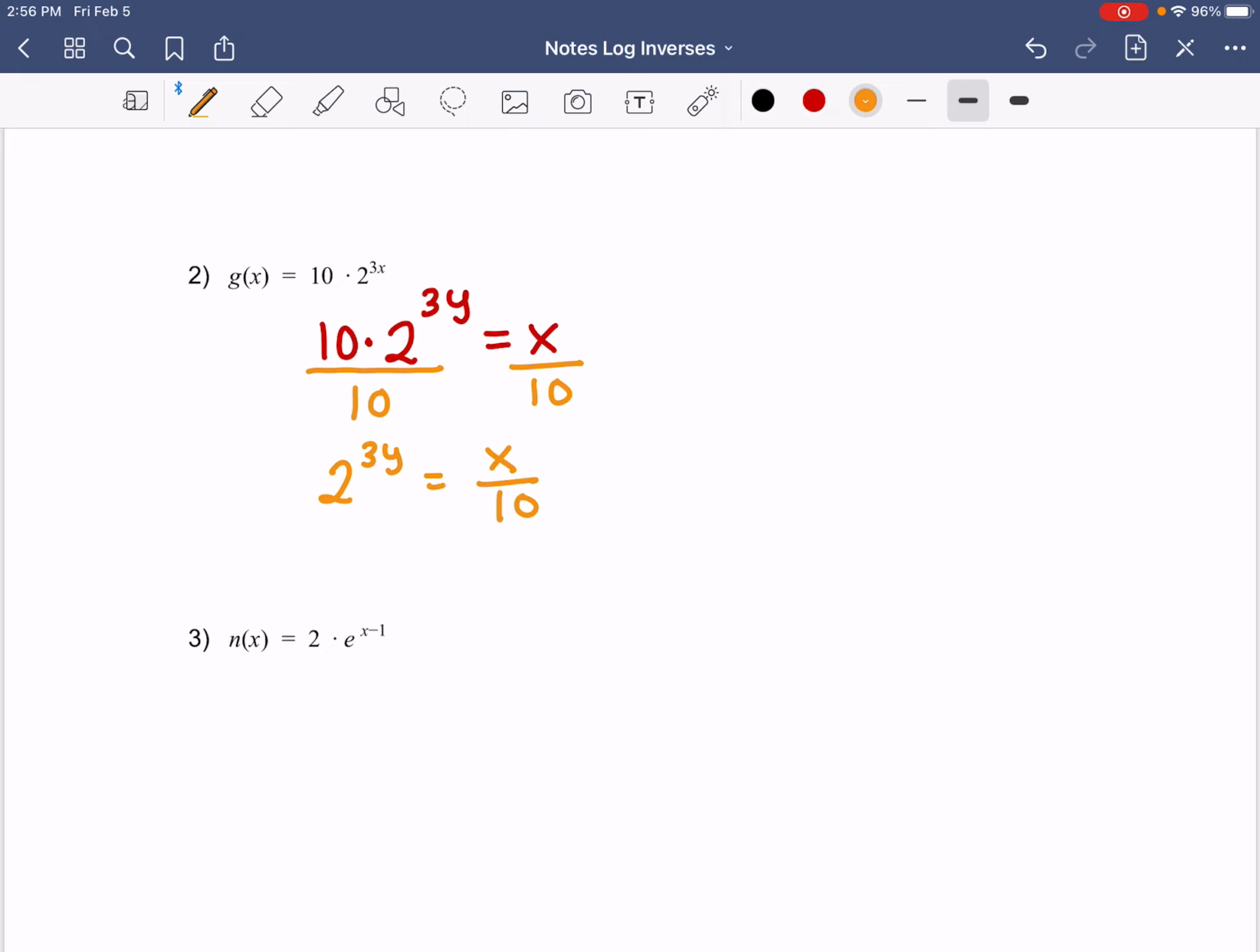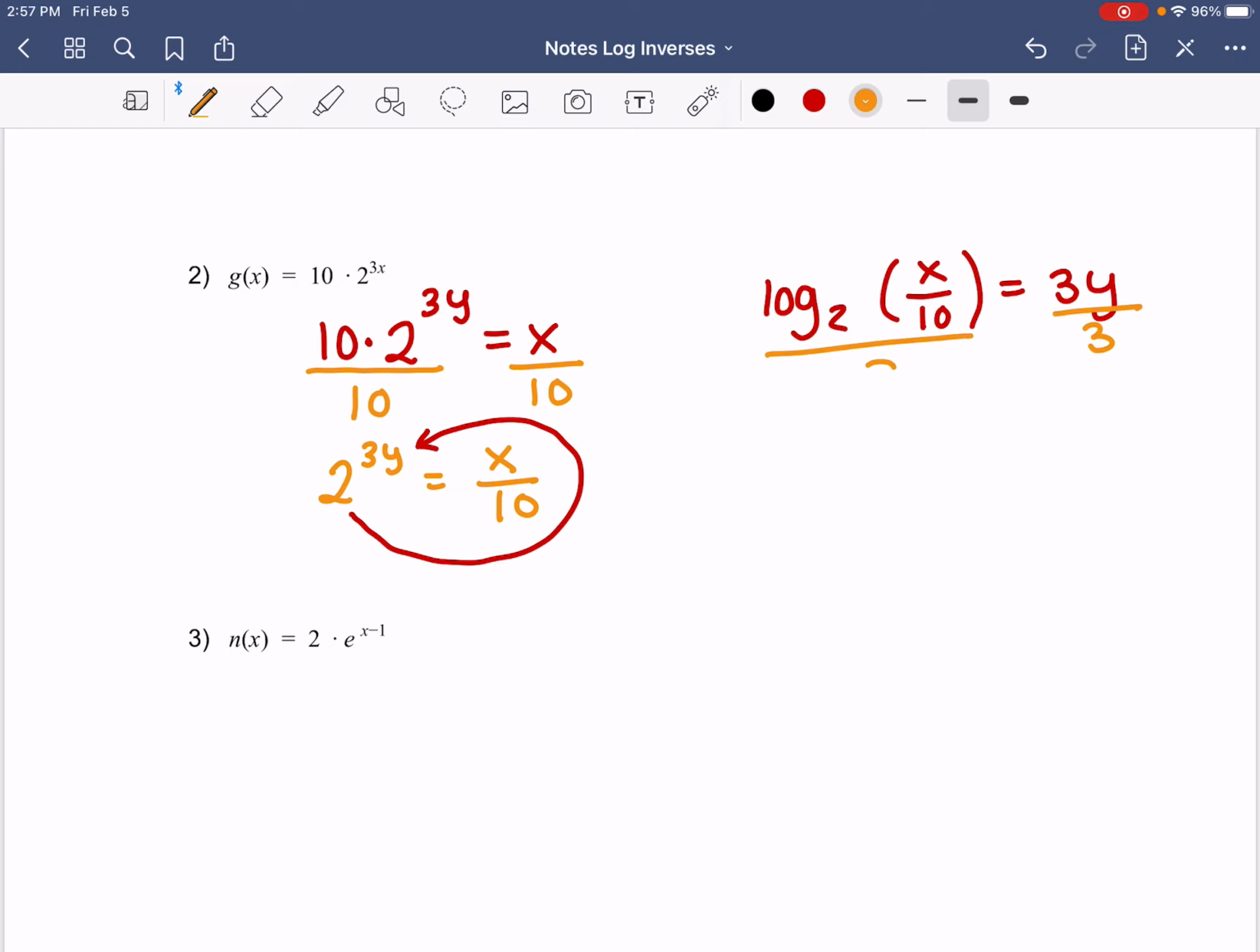Then we're going to go ahead, and this is exponential, so we're going to do the loop trick to switch it to log. So we write the word log. Our base is 2 of whatever was on the other side, so I'm going to put parentheses around it since there was more than one piece, and then equals 3y. My last step is to go ahead and get y by itself, and in order to do that, I'm going to divide both sides by 3. So y is officially by itself.